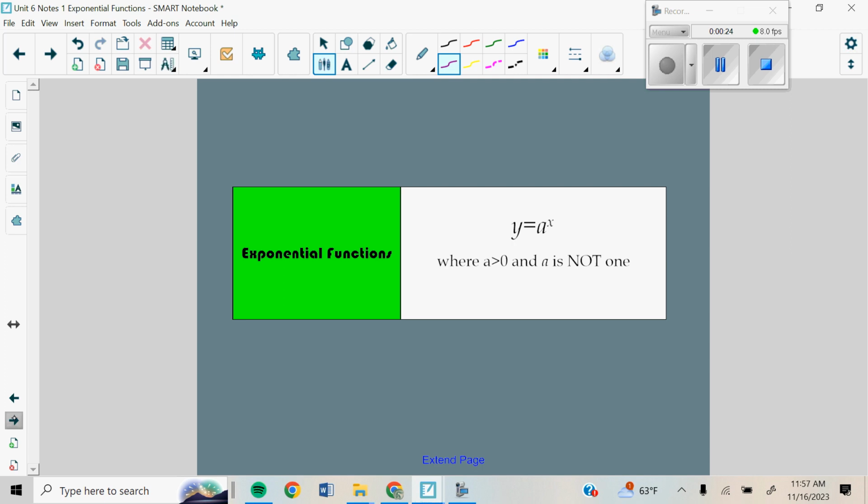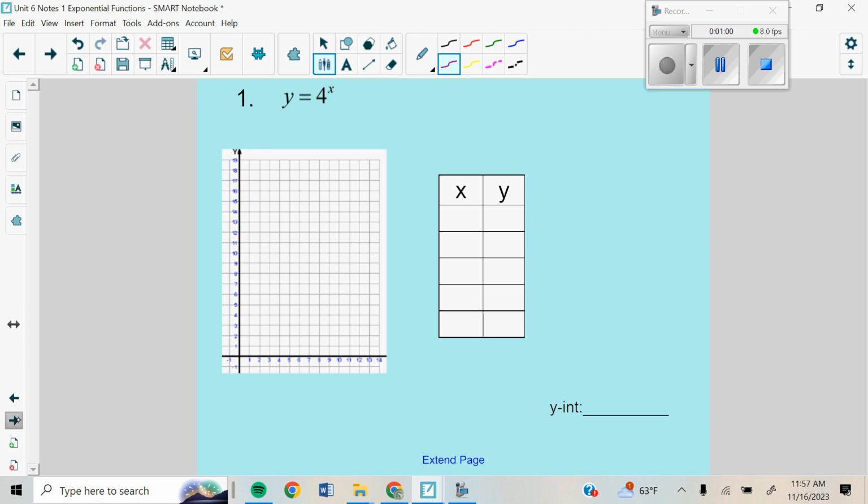So exponential functions are in the form y equals a to the x, where a is greater than 0. So it means it's not a negative number or it's not 0. And a is also not 1. Okay? So really we can say, well, here's the thing. You don't want to say a is greater than 1 because a could be a decimal like 0.5, 0.6 repeating, etc. Or it could be a fraction like 2/5. So a could be something between 0 and 1, but it doesn't include 0 or 1.